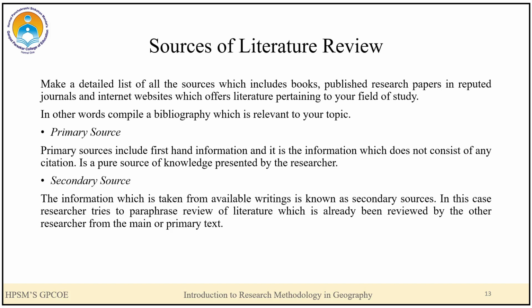On the other hand, we are having secondary sources. The information which is taken from available writings is known as secondary sources. In this case, most of the researchers are trying to just copy the literature review which is readily available and done by different authors, which is there in different articles as such. They are basically just trying to copy whatever is there in some other articles as such.